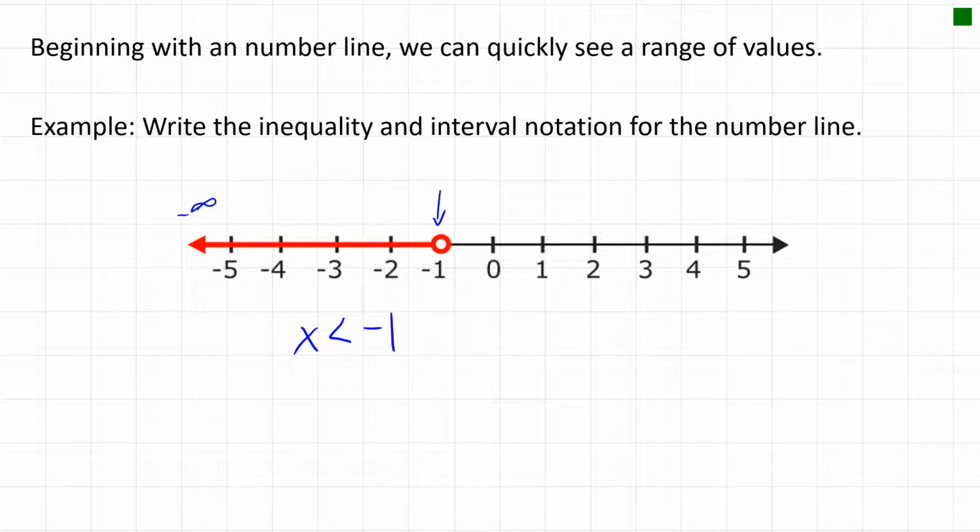Because x could be -2, it could be -4, it could be negative 100,025.6. It could be anything to the left of -1. And in interval notation, we saw how to do this in the previous video. We'd go from the most negative value, which is negative infinity, and that gets a round bracket, all the way up to -1, also with a round bracket.